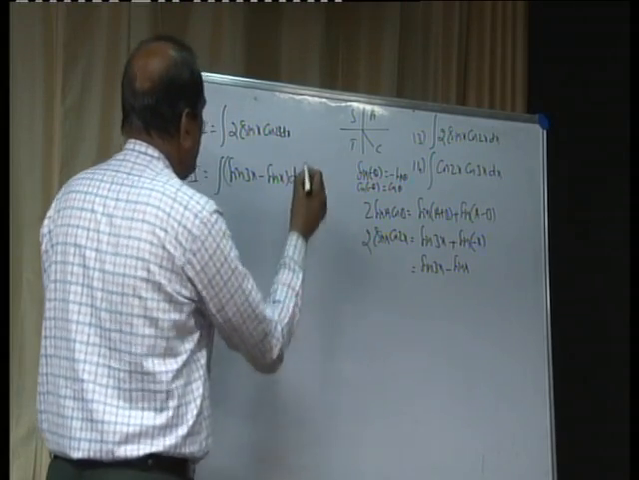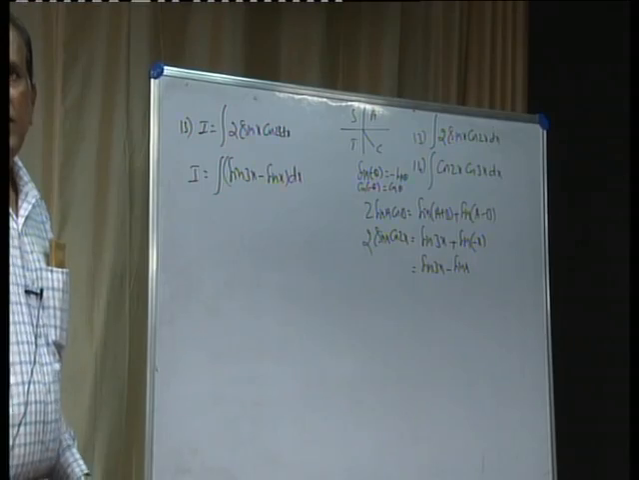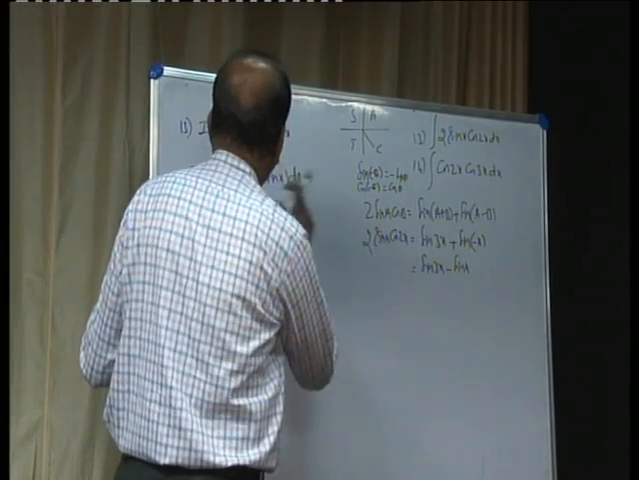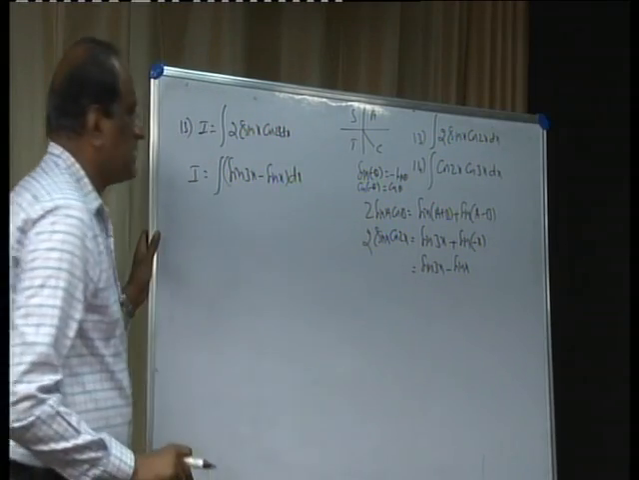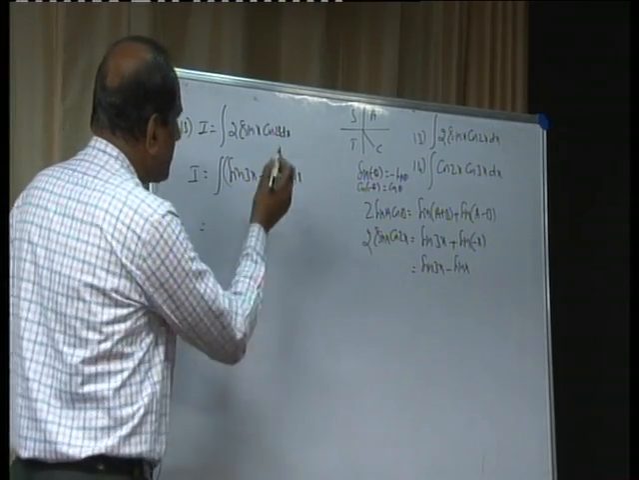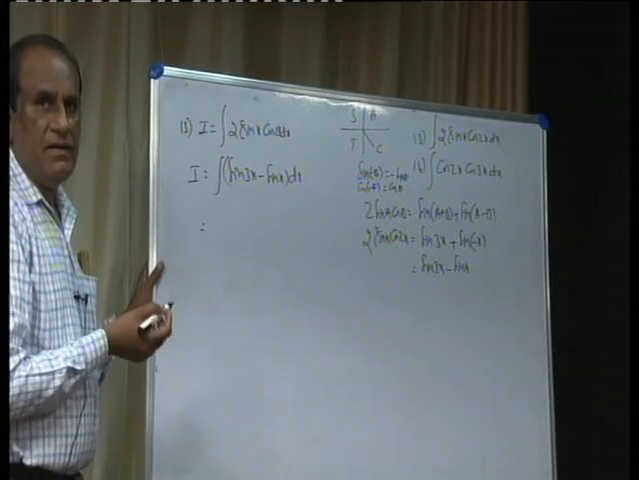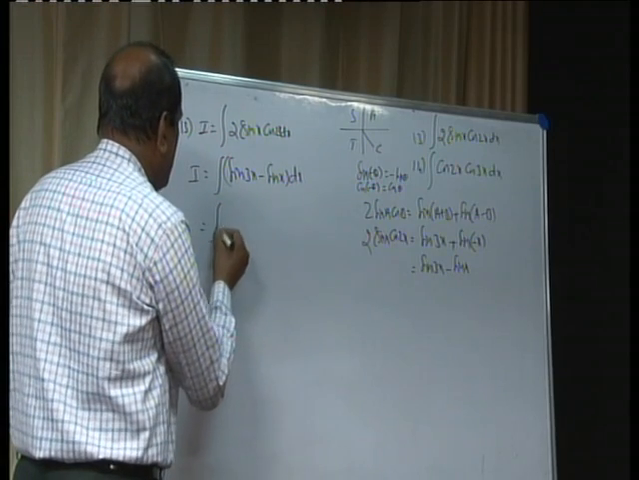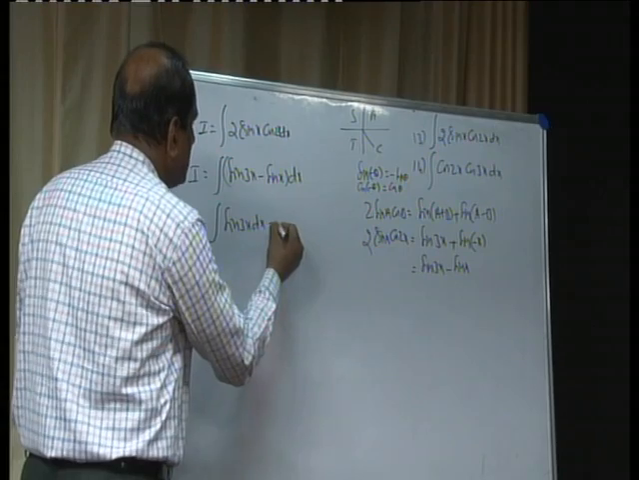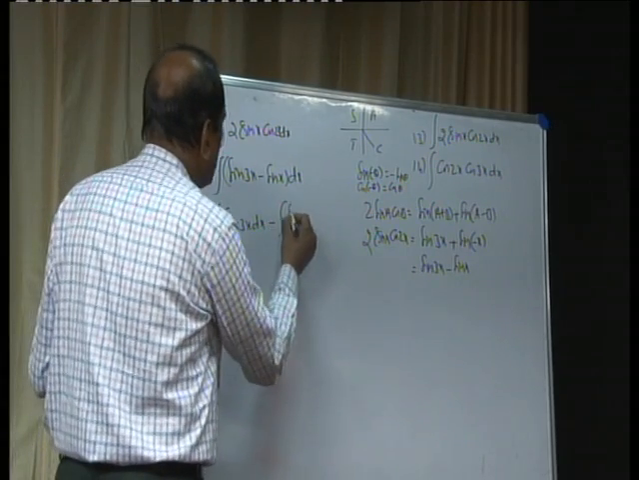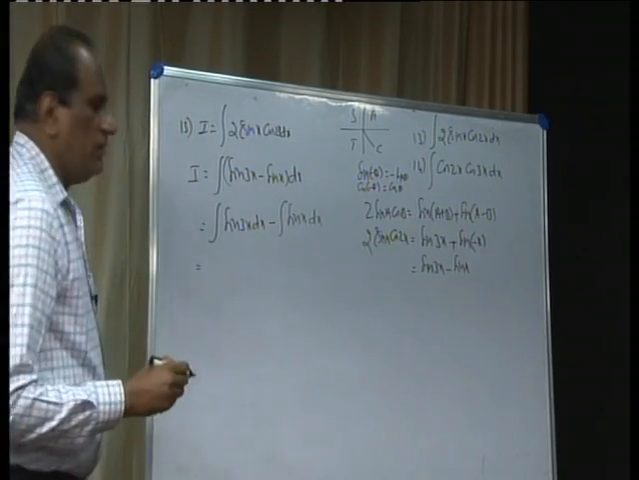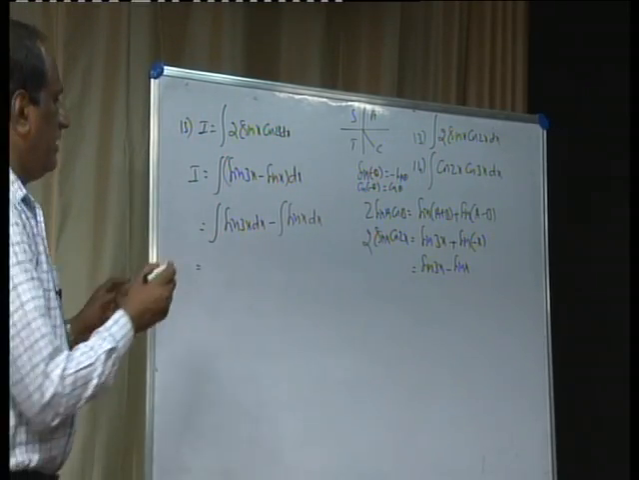Here dx is the variable of integration. So 2 sin x cos 2x can be written as sin 3x minus sin x. Now we can integrate term by term, or split into two integrals. The first integral is sin 3x dx, minus is a constant, and the other integral is sin x dx. Now integrate one by one.